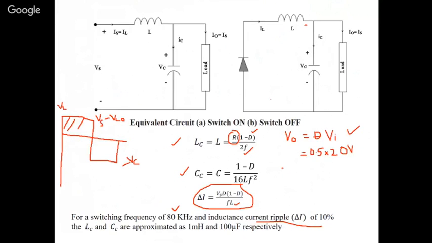In the same way, in case of boost, the output voltage is 1 divided by 1 minus D times the source voltage, or the input voltage. So this is in case of a boost converter.